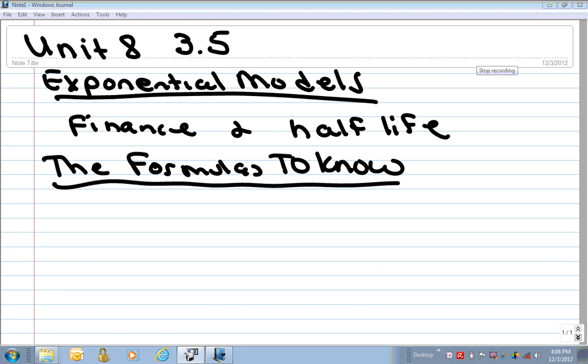This is our last algebra section before we start trigonometry. You will have several questions on your test concerning exponential models, and we will be focusing mainly on the finance and the half-life models. The formulas that you need to know are the following. You need to know if you are compounding interest, or your interest on your investment is compounding continuously.